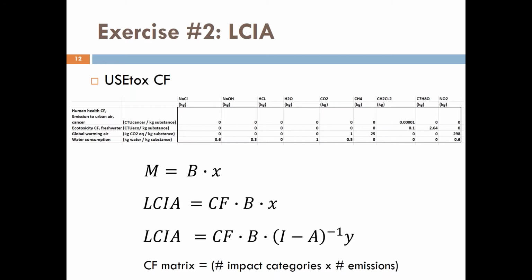So what we do is that, well, basically we multiply the characterization factors by the life cycle inventory. That will calculate the characterized result.